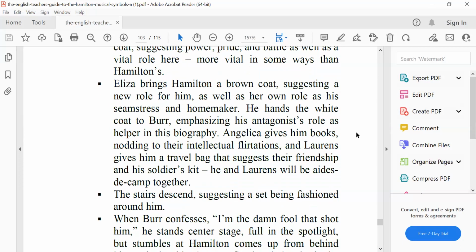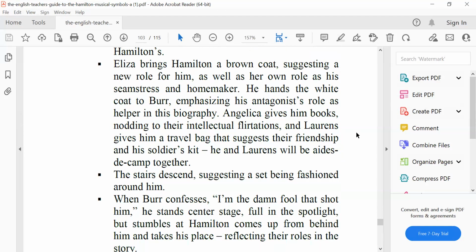Eliza brings Hamilton a brown coat. Hamilton changes coats a lot in the show. It tends to indicate a new role for him. Okay, now you're supposed to be a soldier. Now you're supposed to be this or that. Well, his brown coat is a humble color, a practical color for traveling in, a manly color, suggesting being an immigrant. Also suggests, of course, that she's going to be sewing his clothes for some time and taking care of him.